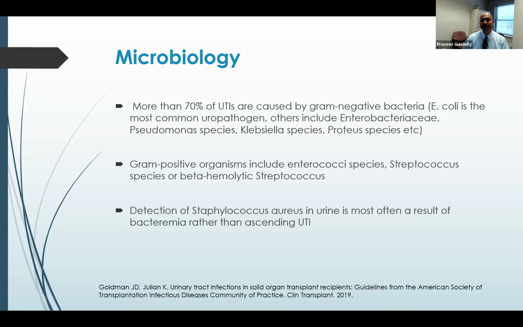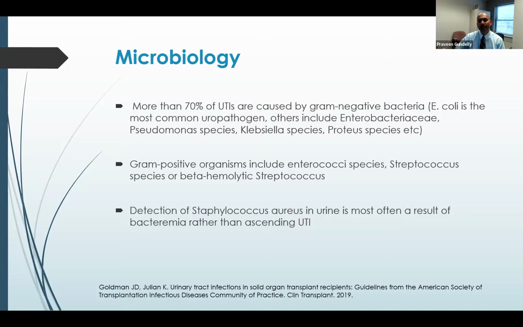The organism depends on the patient's prior history of infections, or whether it is acquired in the hospital, or if the patient has undergone multiple urologic procedures. Like if a patient has undergone several urologic procedures prior to transplant, they are likely to be infected with highly drug-resistant organisms. So whenever a patient comes in with a UTI, most often we think of gram-negative organisms.